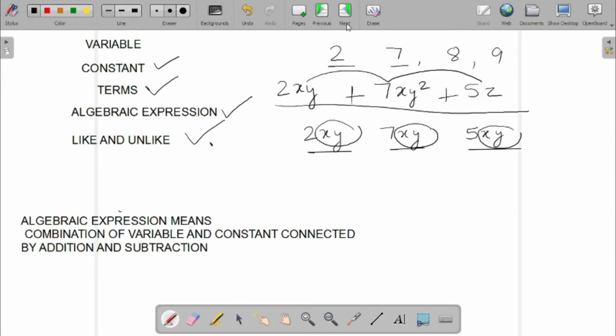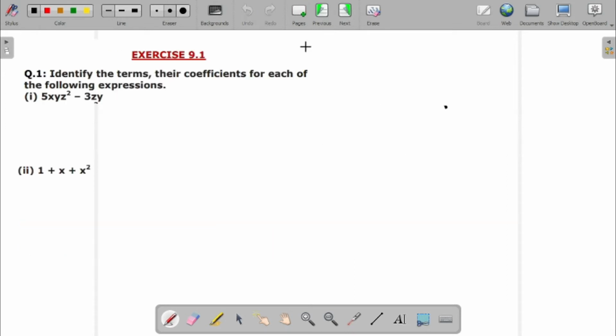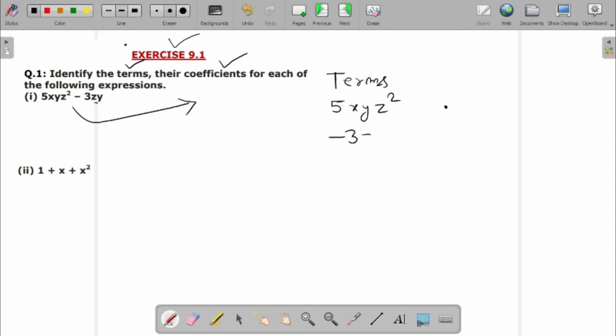Now we go with the exercise. Now you can see the first exercise, question number 1. Identify the terms. First we have to identify the terms, then we talk about the coefficient. So we have to write the terms. So what is the term? The term is 5xyz square. This is a term. Now second, minus 3zy.